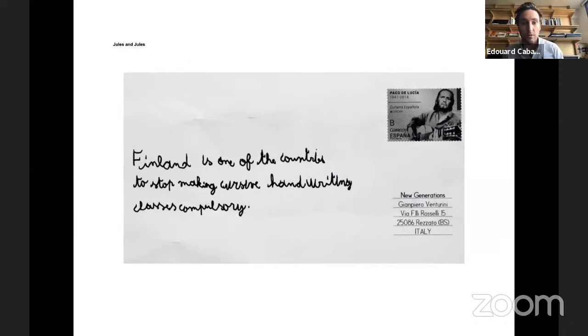So that takes me to this little thought, maybe more than a project. If I read this, it says Finland is one of the countries to stop making cursive handwriting classes compulsory. This is actually the title of an article in The Guardian in 2016, when Finland took that decision, enabling its primary schools to stop teaching handwriting to students, right?